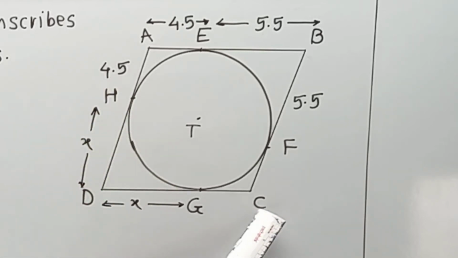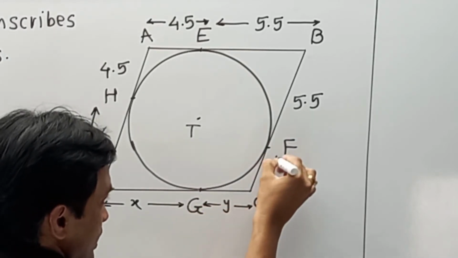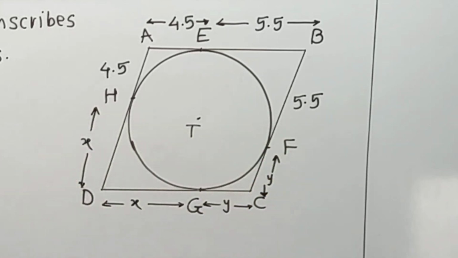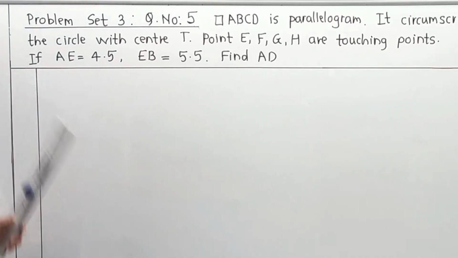Similarly, we write CG is equal to CF. Why? Because C is a point outside the circle and we draw two tangents to the same circle. I am going to assume this distance as y and this distance also as y. In this way, all the pattern that I have written over here, I am going to describe in the answer, and after that we are going to solve it.